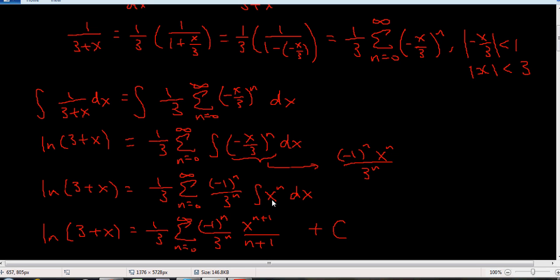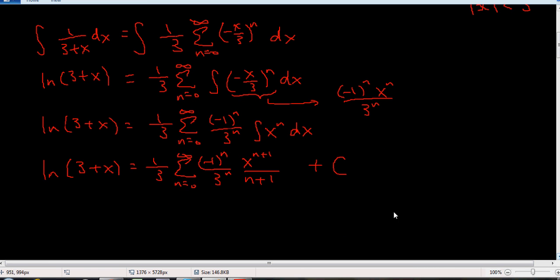Right? When you take the integral, it's plus 1 on the top, because it's power rule, plus 1 on the top, divided by the new exponent, n plus 1. So here you have it. Here is a power series representation for ln of 3 plus x. So that's great.